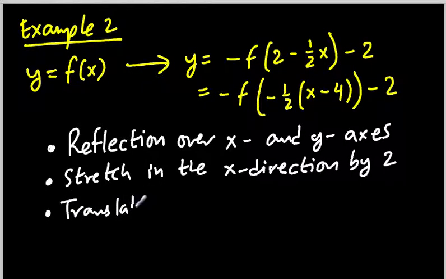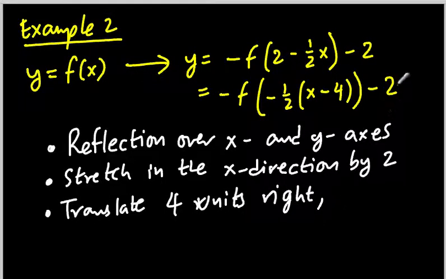So translate, and if you observe, this is 4, so 4 units right, and it's negative 2, so it's down 2 units. All right, so we're done, at least writing down the reflection, stretches and translations.